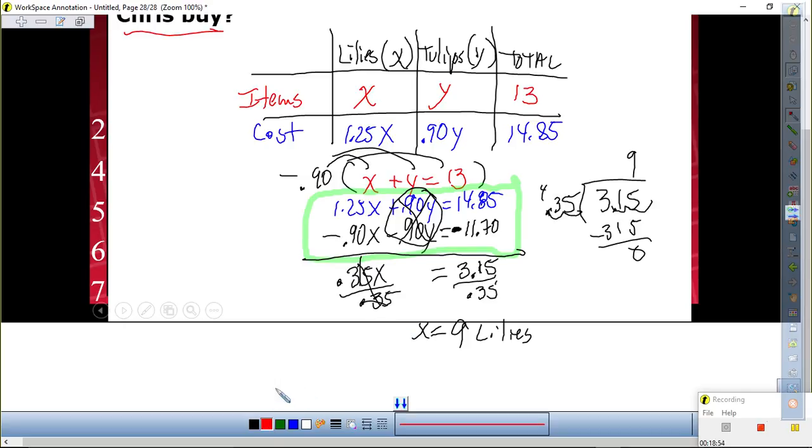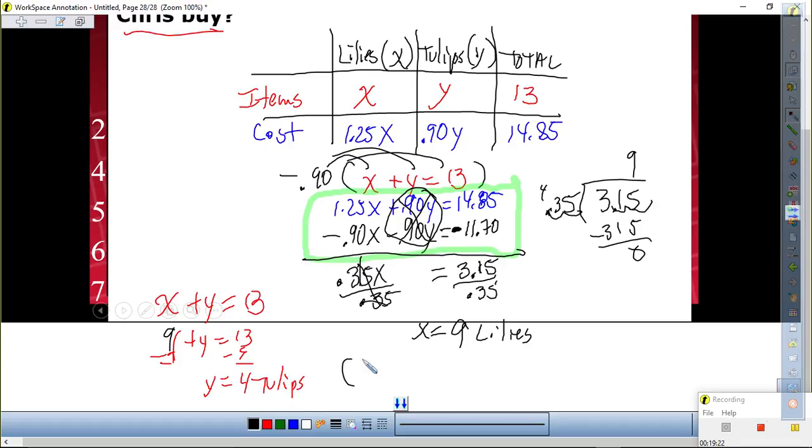Pass someone, please. Who? Donovan. Tell me what to write. And instead of X, we're going to write 9 plus Y equals 13 minus 9. Y equals 4, and that corresponds to tulips.